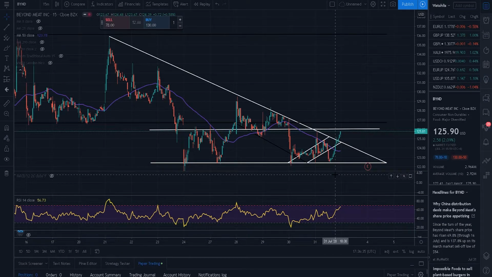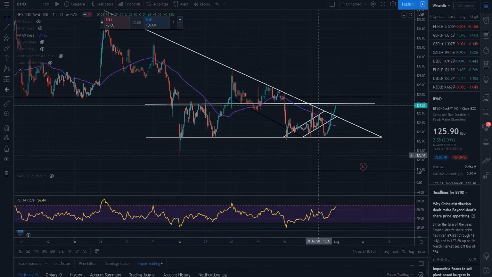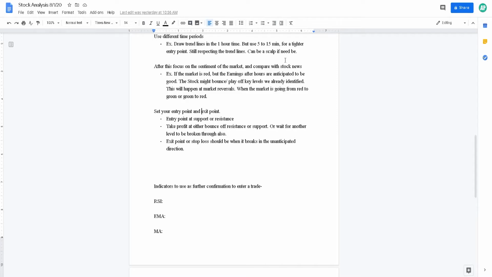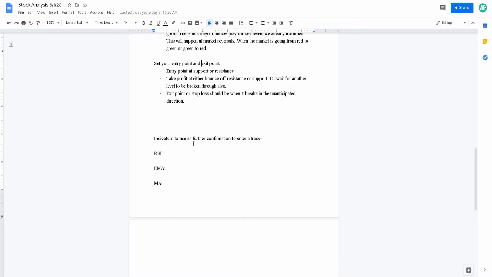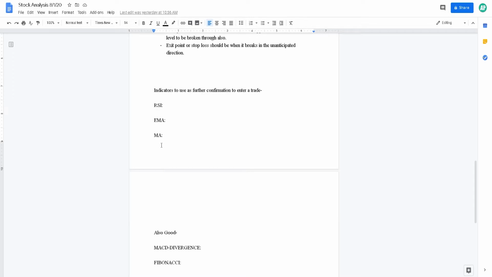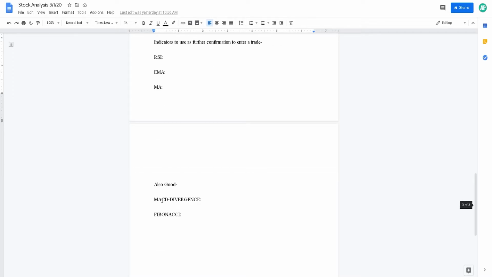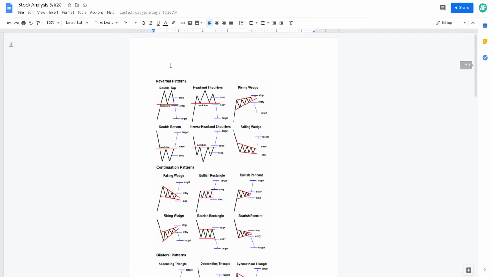So if it breaks down, that is not going to plan, and I'm taking a stop loss around down here, or a tighter stop loss right here if you want. Now, these are other indicators you can use for further confirmation. You can use the RSI, the EMA, the MA, the SMA. Also good would be the MACD divergence or the Fibonacci. It just depends on how you want to use these indicators.